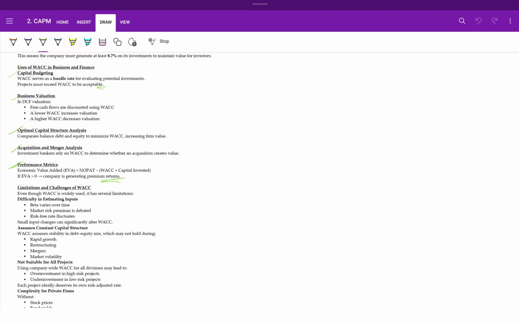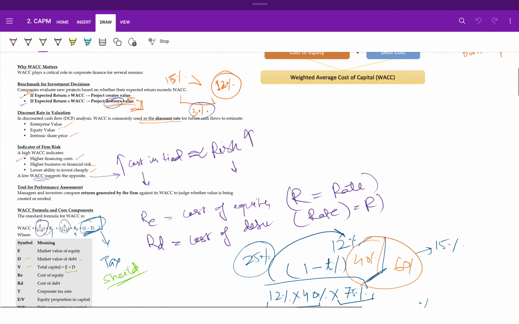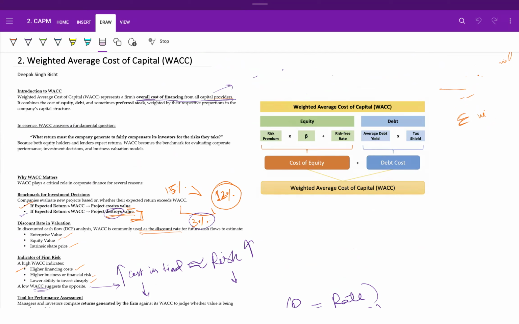Today we will be continuing with the weighted average cost of capital. Previously we discussed the formula of weighted average cost of capital and its components. To summarize it, let's study this pictorial diagram.